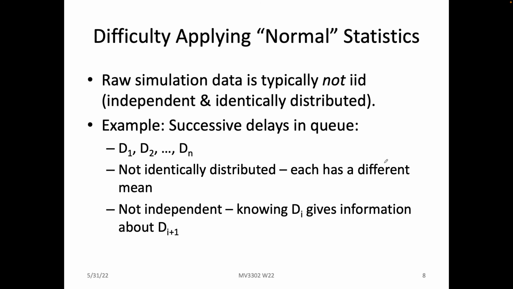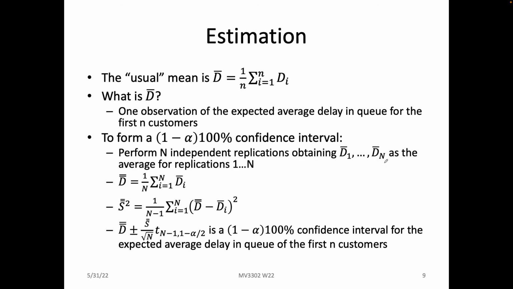Okay, so we've already established that our raw simulation data is, and here, is or are, typically not IID. Each has a different mean, and they're not independent. We've at least done an intuitive example of that, and a statistical example of that. So here's what we've been estimating so far.